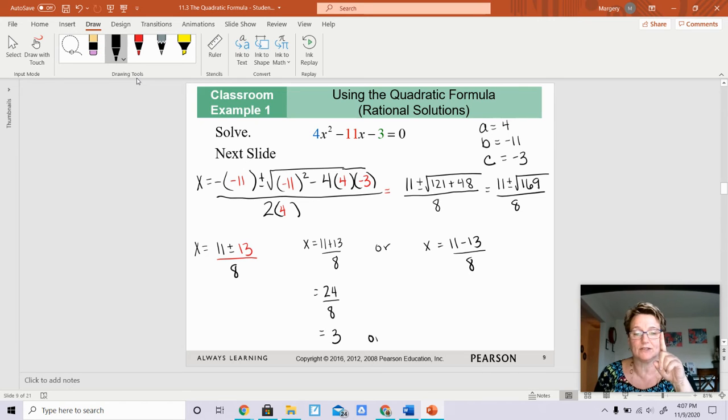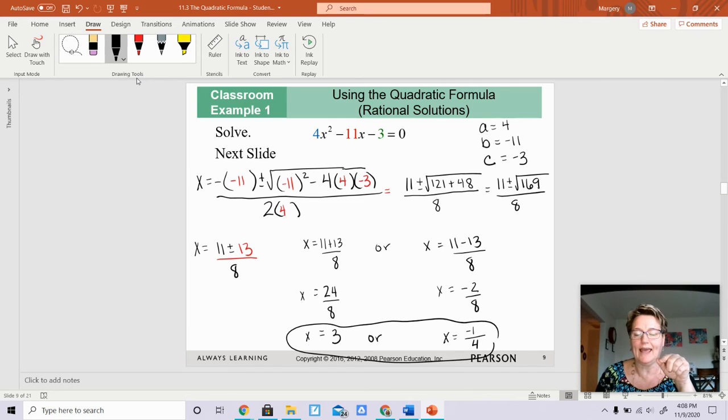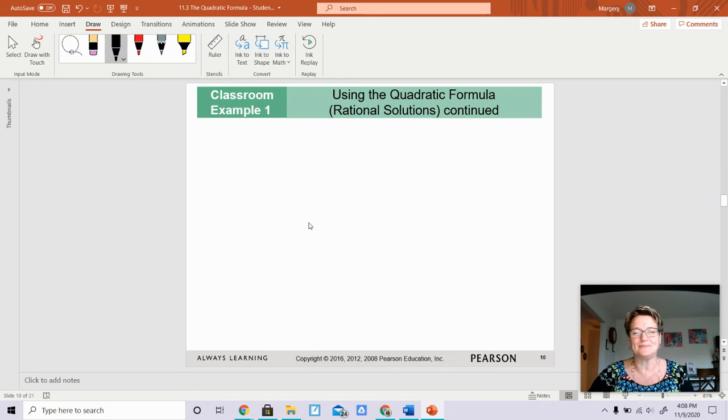So that's one answer. Over here, I get x equals, let me go ahead and put x here, just so that you guys can see it. That gives me a negative 2, I believe, over 8. When you simplify that fraction, negative 2 goes into negative 2 once, so that would be a negative 1 in the numerator, and 2 goes into 8 4 times. So your answer would be 3 and negative 1/4. Let's try one more.